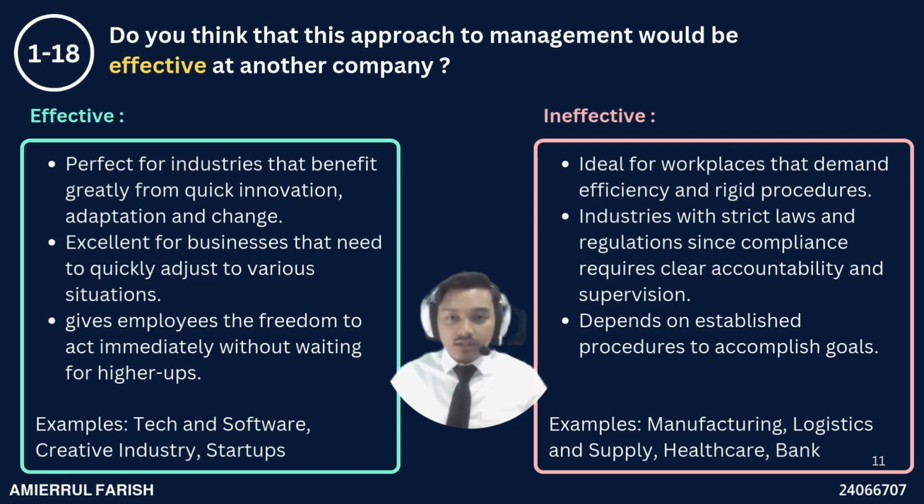And then for the ineffective, it is ineffective to use a flat structure in a workplace that demands efficiency and rigid procedures. And then industries with strict laws and regulations, since compliance requires clear accountability and supervision. This structure cannot be used also, because certain companies have strict laws, strict regulations, and have to follow rules step by step and cannot skip. So for example, manufacturing, logistics and supply, healthcare, and banks.